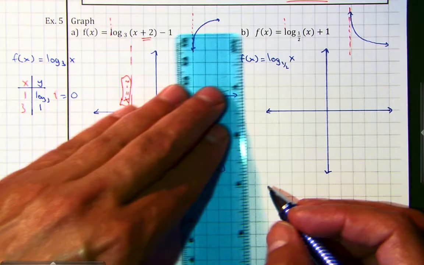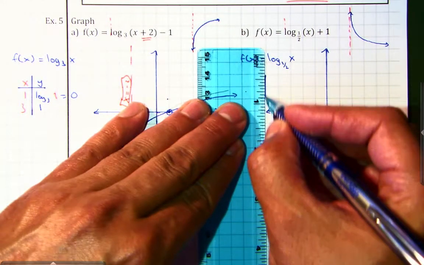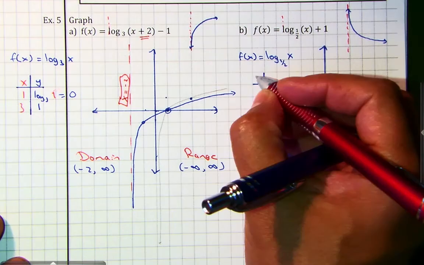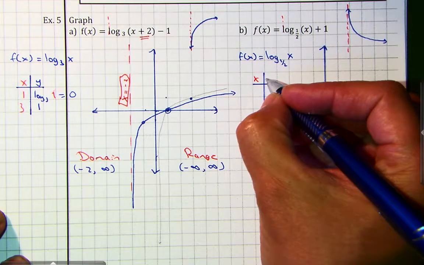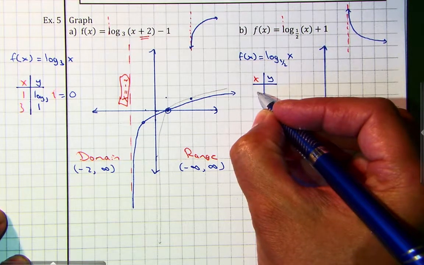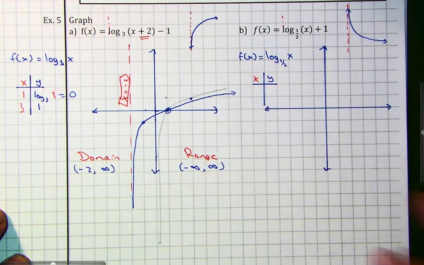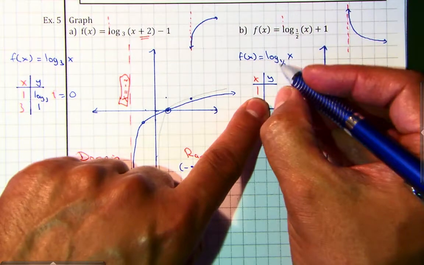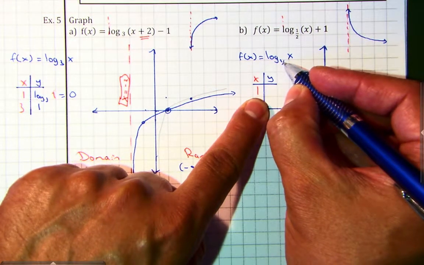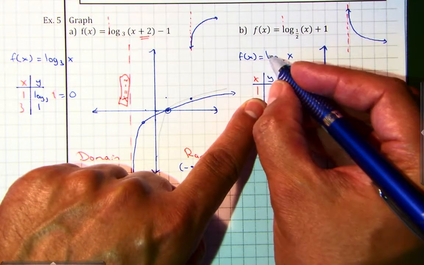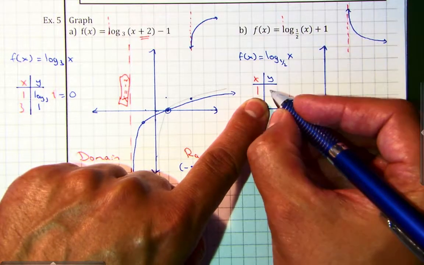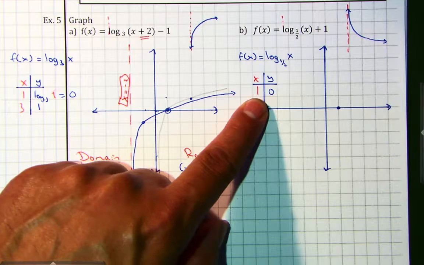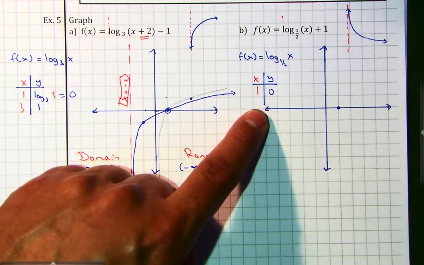I'm going to plug in values for x, will give me back values for y. And you can decide what values to plug in, but which one will be the easiest value to plug in? Can I plug in a 0? No, you can't take the log of a 0. 1. Log base 1/2 of 1 gives you 0. That will always be your first point. What is the next number that I should plug in?